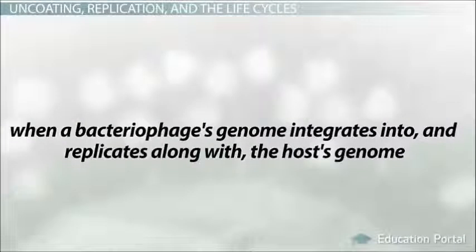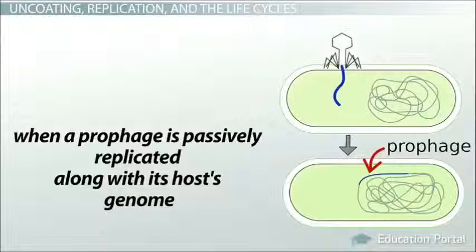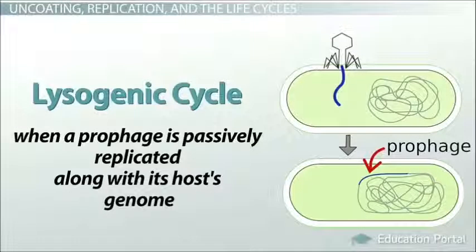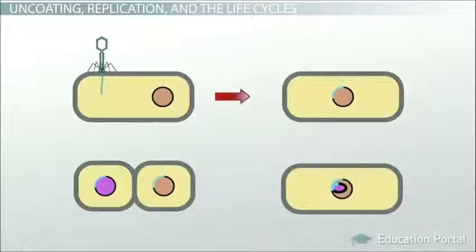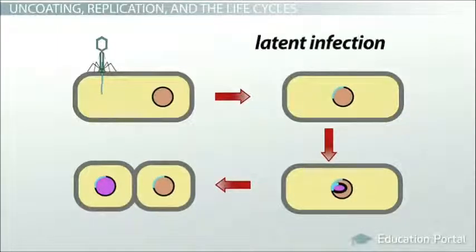Likewise, when a bacteriophage's genome integrates into and replicates along with the host's genome, the bacteriophage is passively replicated along with its host genome. We term it the lysogenic cycle. In this passive cycle, no viruses are produced, and the viral genome is simply copied if the host replicates. This cycle is more colloquially known as a latent infection, and its virus is called a temperate virus. This is when the virus lies dormant.